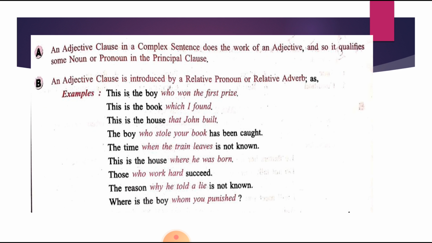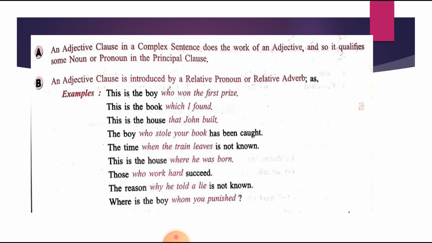Now moving to the adjective clause. An adjective clause in a complex sentence does the work of an adjective. It does the work of an adjective, and so it qualifies some noun or pronoun in the principal clause. An adjective clause is introduced by a relative pronoun or a relative adverb.